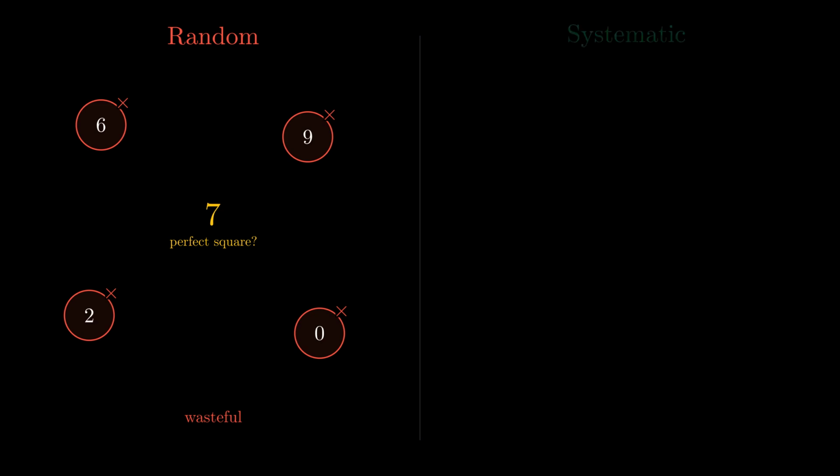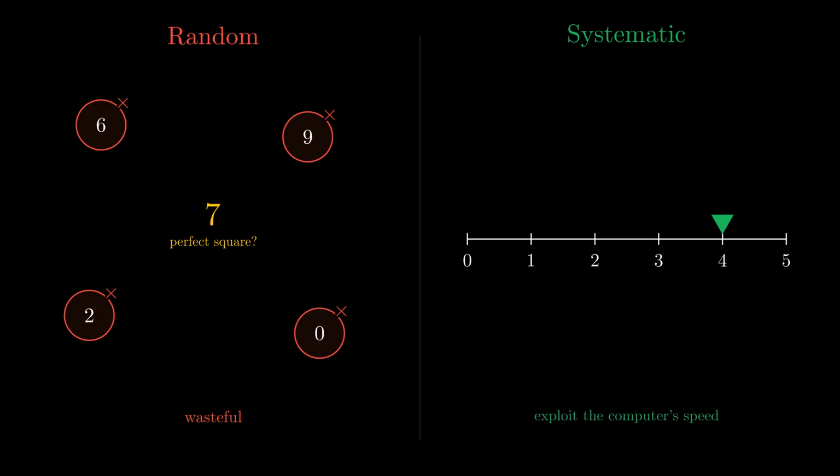Computers are pattern machines. Remember how range starts at 0 and marches upward in a fixed pattern. We want to harness that. Instead of guessing randomly, we'll be systematic. Start at 0 and count upward, one value at a time. That way we exploit exactly what computers do best, doing repetitive work fast.